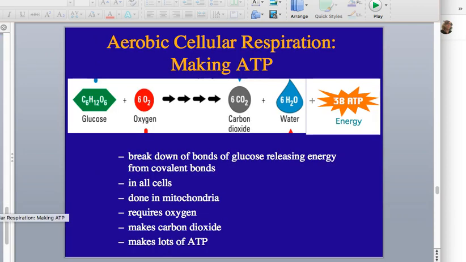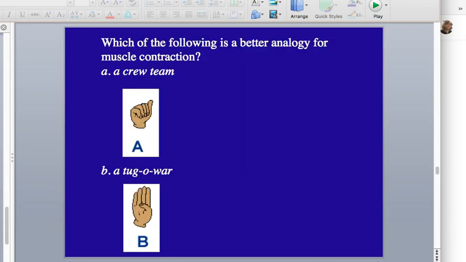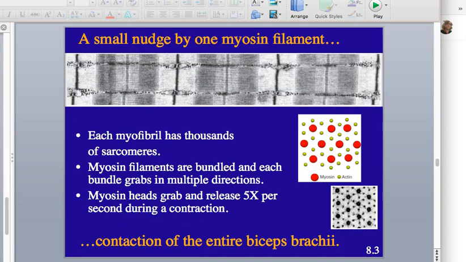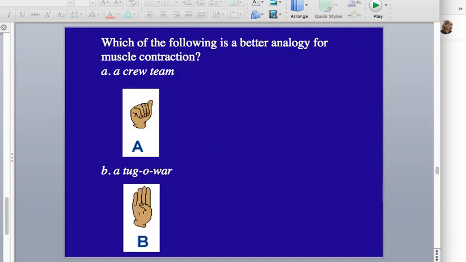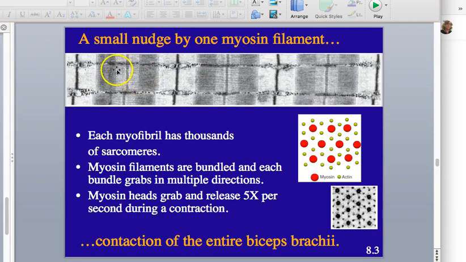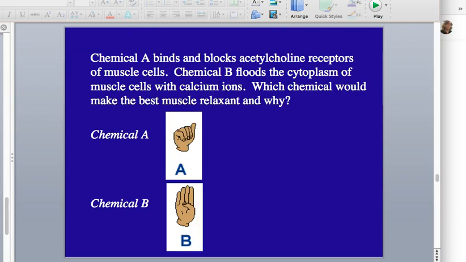Let's see. Oh, actually, this is kind of interesting. What is a better analogy for a muscle contraction? Is it like a crew, or is it like a tug-of-war? It looks like a tug-of-war system where they're pulling, but really it's a crew system where you have a whole bunch of things moving in one direction and the other, but they're going to be coming together. So that's good.